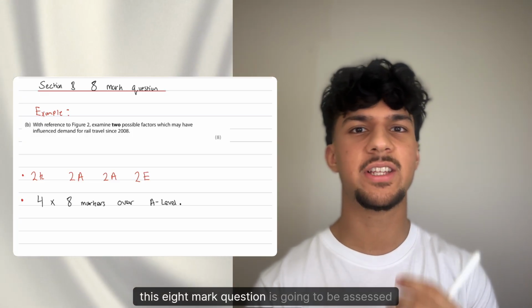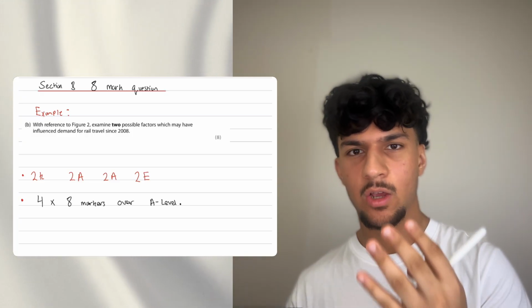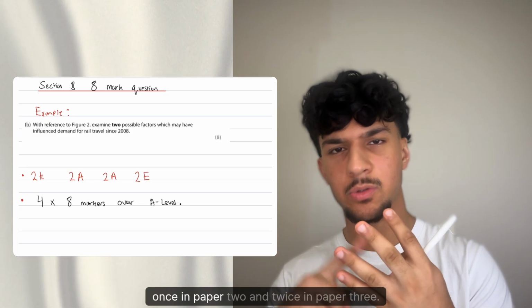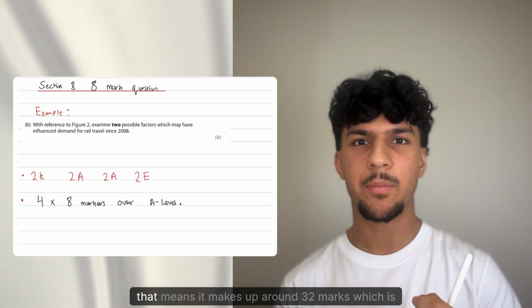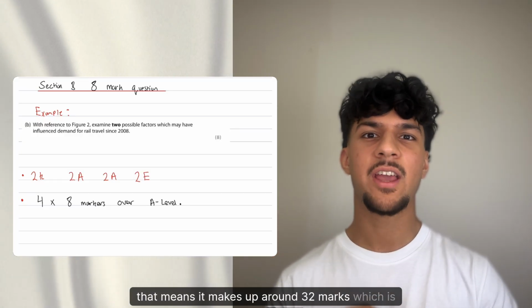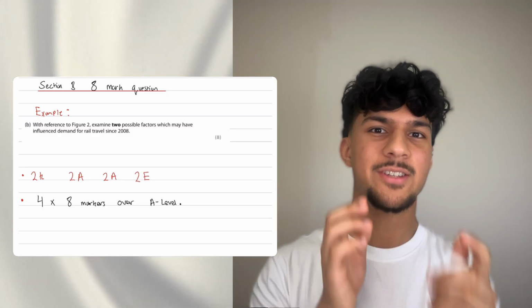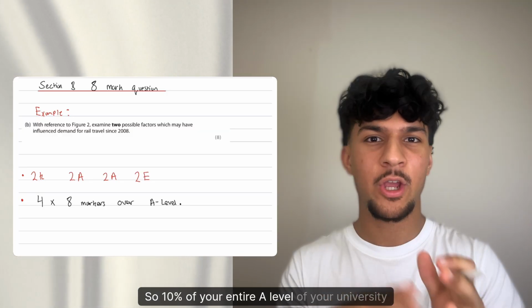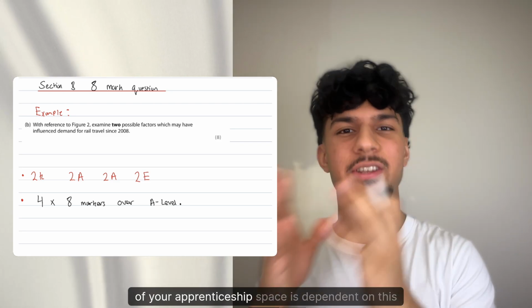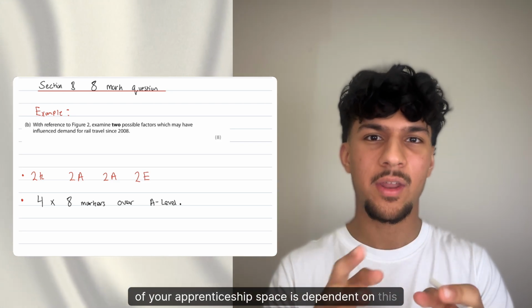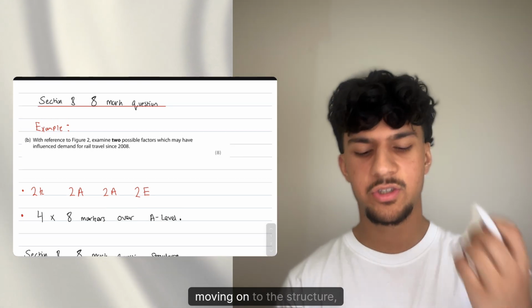This 8-mark question is going to be assessed 4 separate times, once in paper 1, once in paper 2, and twice in paper 3. That means it makes up around 32 marks, which is equivalent to about 10% of your entire A-level. So 10% of your entire A-level, of your university place, of your apprenticeship place, is dependent on this 8-mark question. Moving on to the structure.